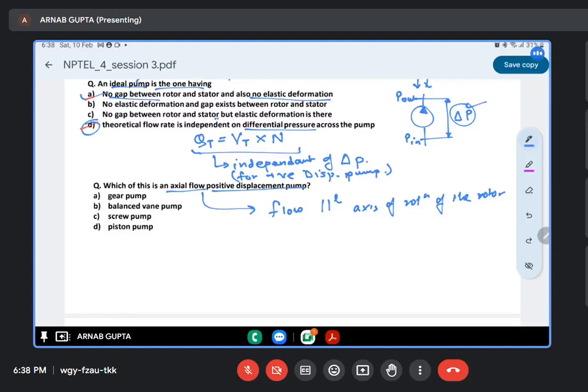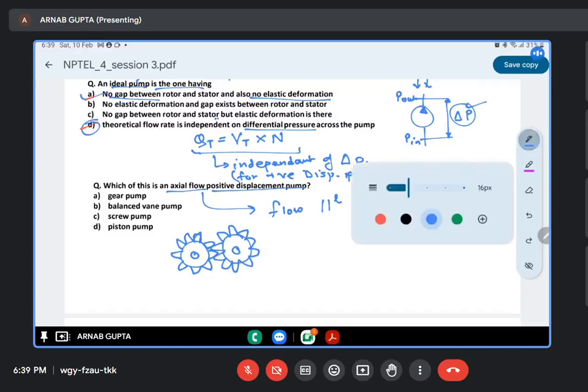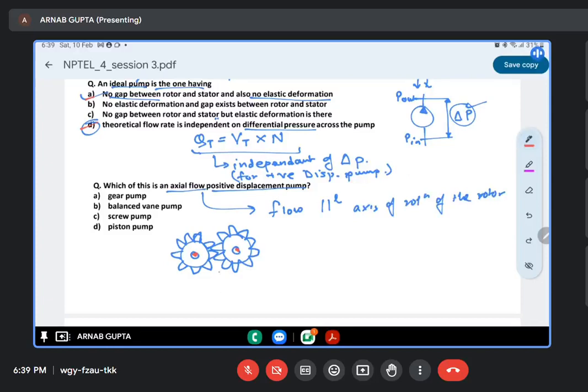Gear pump, as we know, the axis of the gear is perpendicular to the direction of flow. This doesn't look like a gear at all, but still, just assume these two are gears. So you can understand that the axis of this gear is passing through this point and perpendicular to the plane of this paper, and the flow is happening. Suppose it is rotating in this direction.